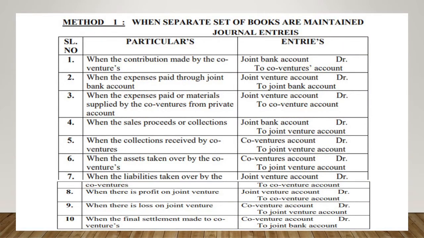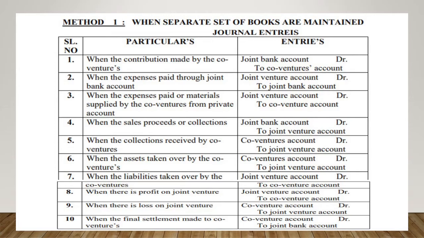So when a separate set of books is maintained, these are the journal entries. For the contribution made by the co-venturers, whatever amount they brought into the joint venture business, they open a joint account and deposit it in the name of the person who contributed. That's why joint bank account debit to co-venturers' account.